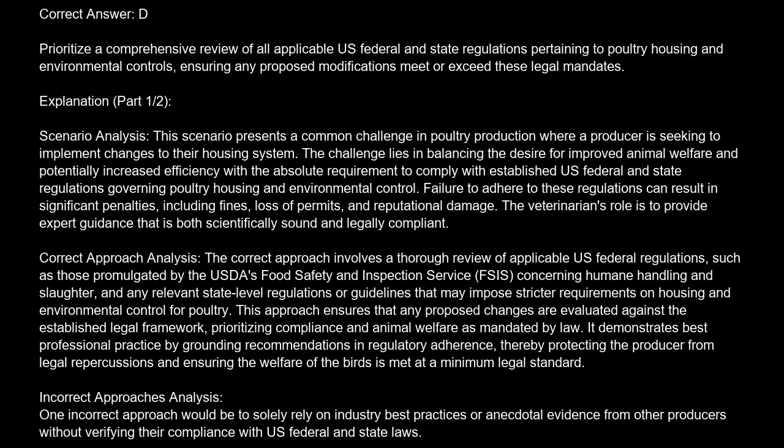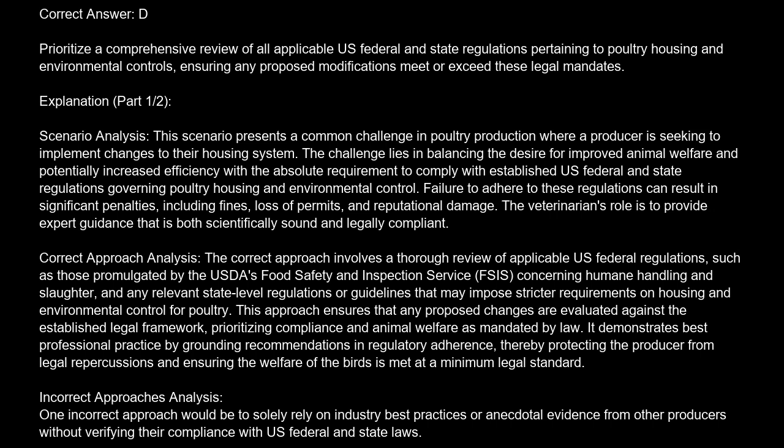The challenge lies in balancing the desire for improved animal welfare and potentially increased efficiency with the absolute requirement to comply with established U.S. federal and state regulations governing poultry housing and environmental control. Failure to adhere to these regulations can result in significant penalties, including fines, loss of permits, and reputational damage. The veterinarian's role is to provide expert guidance that is both scientifically sound and legally compliant.